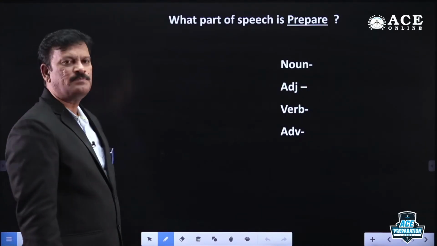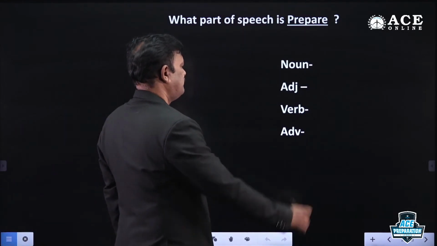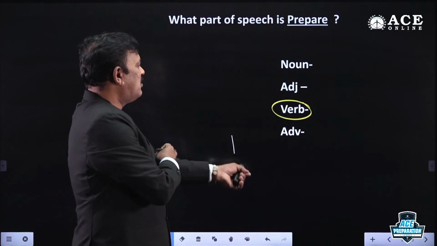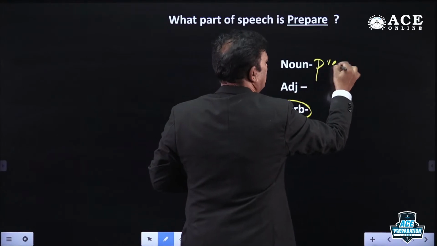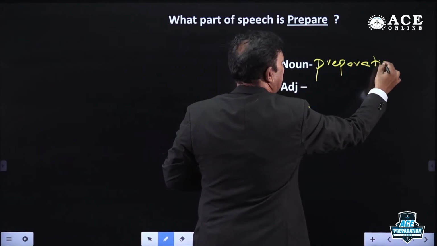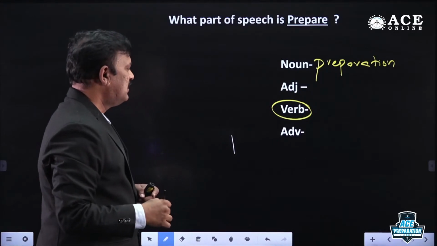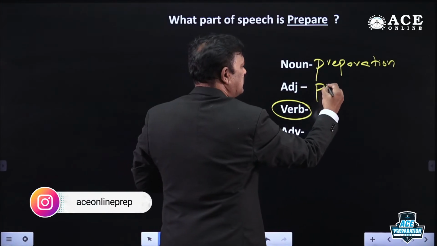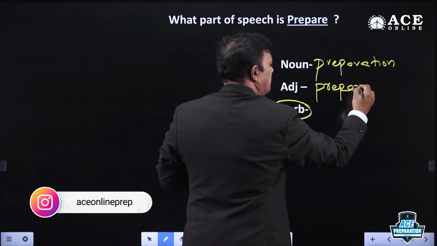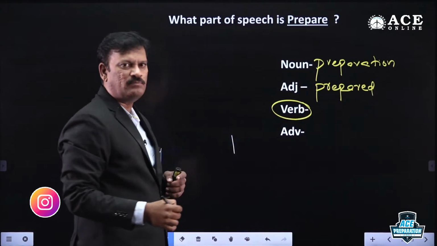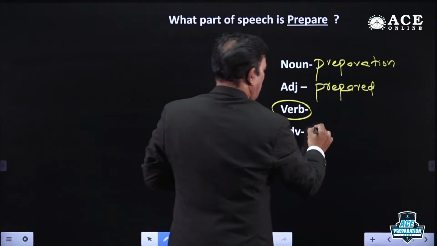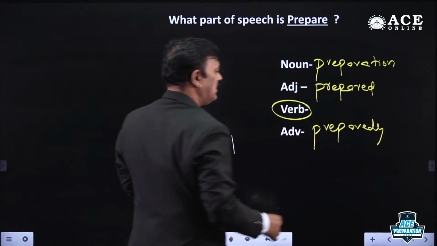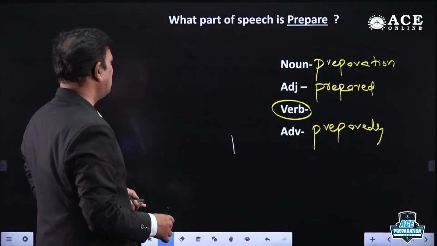What part of speech is prepare? Verb. What is the noun form of prepare? Preparation. Now, this is basically a verb. I am turning this into an adjective. See, prepared, V3 form. Now, adjective plus ly, adverb, preparedly.